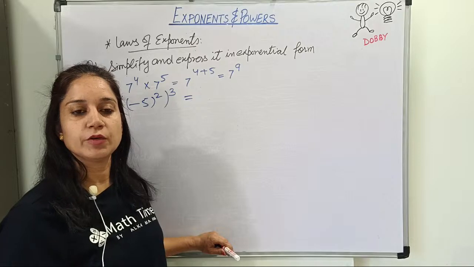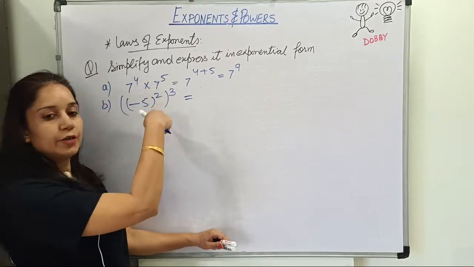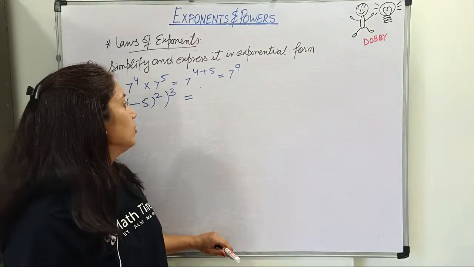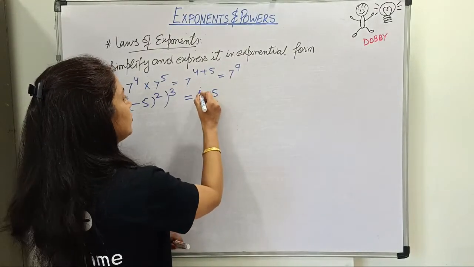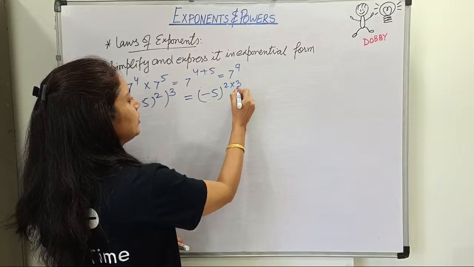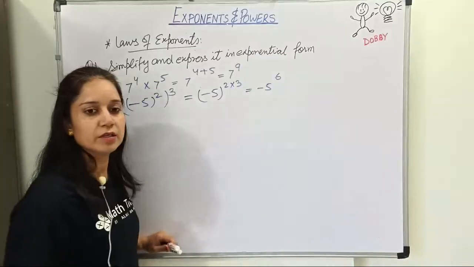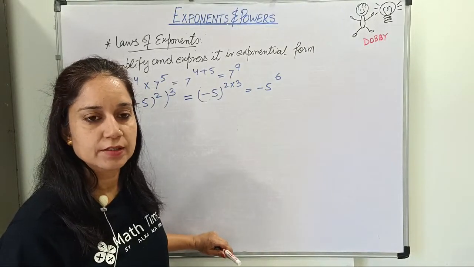Waiting for your answer. You can turn the page. Yes, law 3. One base and two powers. We multiply the powers. Correct. Minus 5, 2 multiplied by 3, and then it becomes (-5)^6. Correct. We multiply. Everybody has answered correctly.